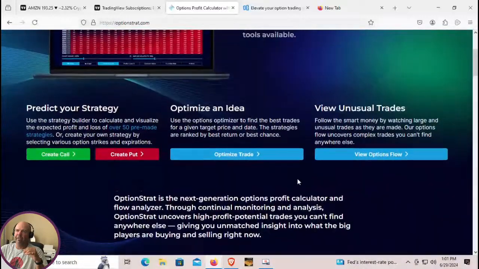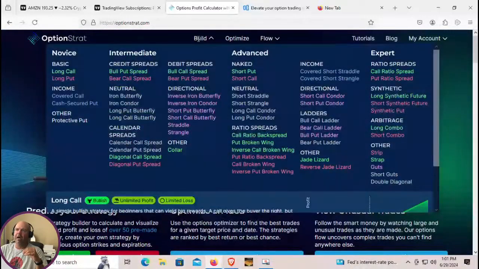On this one right here, you can see how many options you can build. As a novice: basic long call, income and covered call, cash-secured put, other call, protected put. Intermediate: credit spreads, neutral, calendars, debit spreads, directional. Advanced: naked.